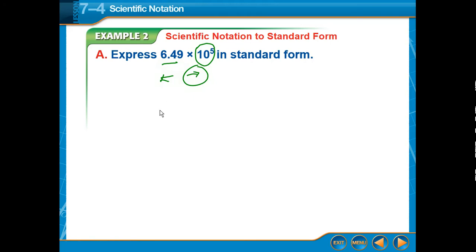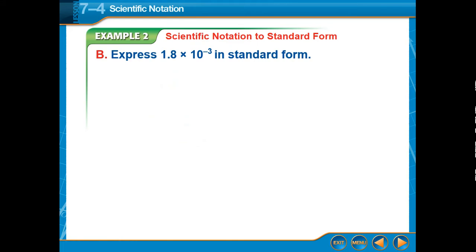So I'm going to take 6.49, and I want to move the decimal place 5 times because it's the power of 5. So coming from here, 1, 2, 3, 4, 5. And now that's where my decimal place goes. And I want to fill in any of these loops with a 0. So I had 3 loops to fill in. So now my number is 649,000. And I'm just going to put in my comma to show that it's 649,000. Okay.